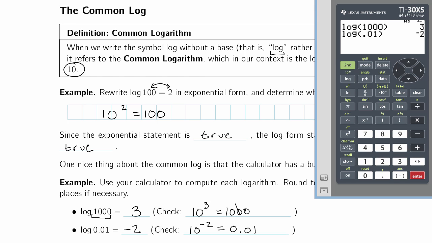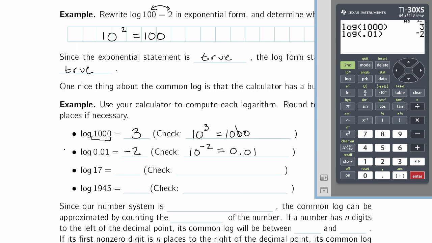Okay. So that's great, but we could have figured that out on our own because we know a lot about powers of 10. But we can also do this on the calculator for numbers that are definitely not powers of 10. We can take the common log of 17, for example. And we get some awful decimal. Our instructions tell us that we ought to round to 3 decimal places if we need to. So we have 1.230.